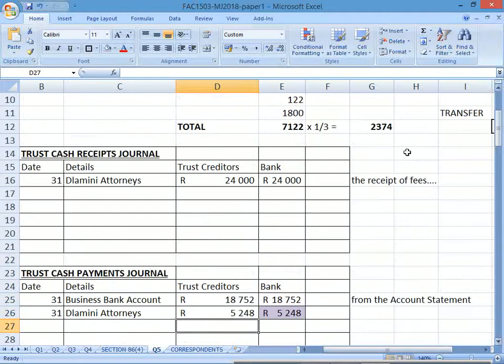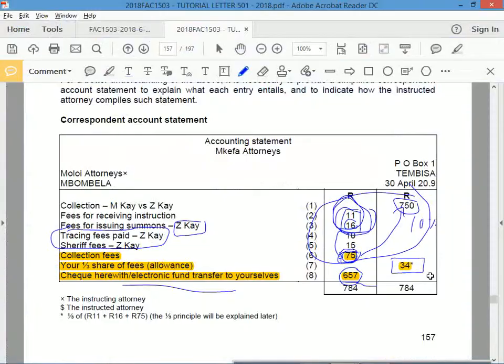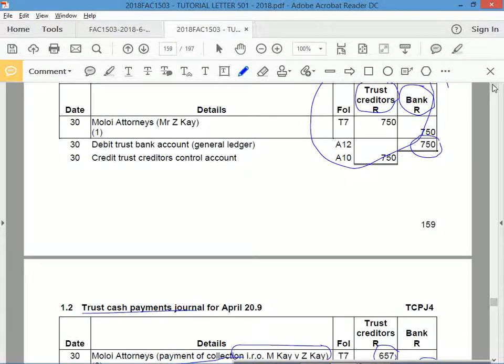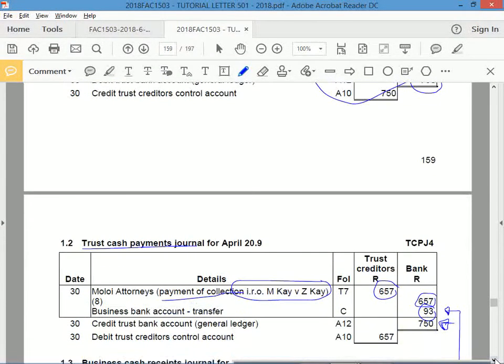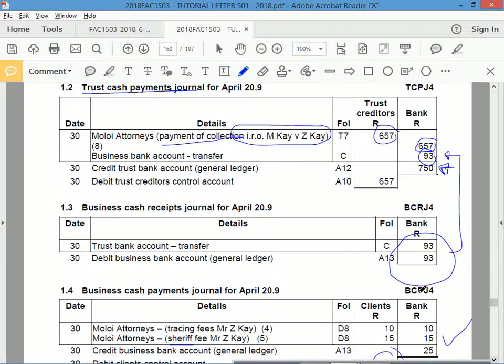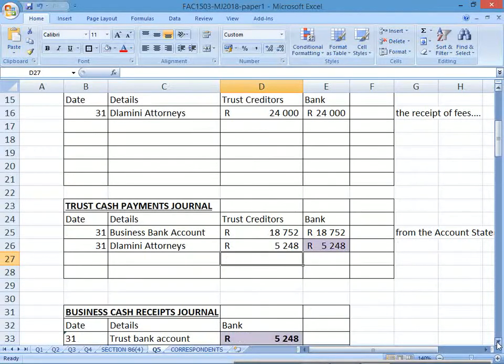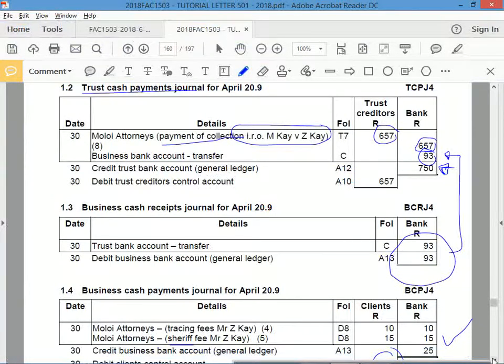Okay, let's see. We've done the cash receipts. We've completed it. Let's just double check. We've made sure we've covered everything. So here, trust cash receipts we've done. Trust cash payments we've done. Great. The business cash receipts, we've recorded it, that we've done.